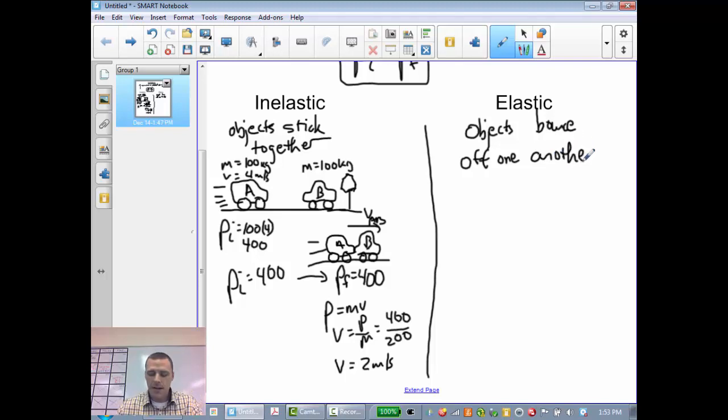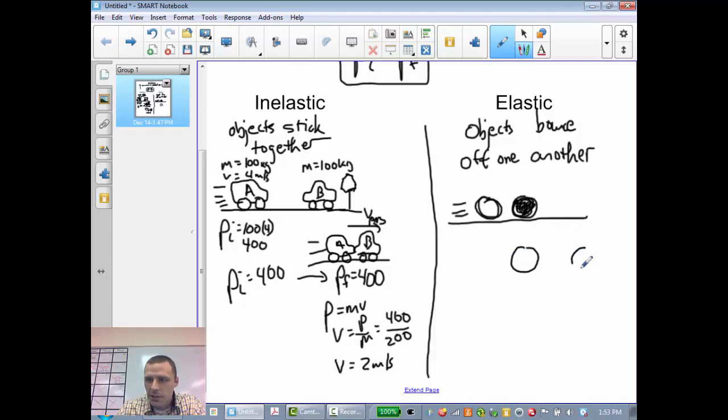An example of that would be like if you're playing pool and you have one ball and it's moving along and it strikes another ball, a darker ball, and the one ball stays in place and the darker ball moves along. This would be an example of an elastic collision. Still in this, the initial momentum will equal the final momentum. They're going to be equal to one another because momentum is conserved.